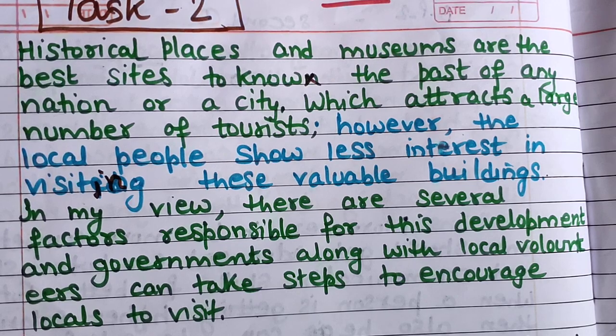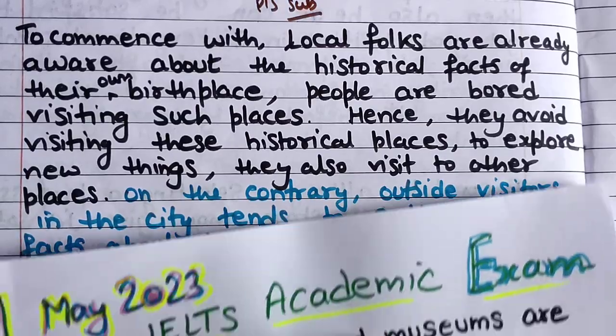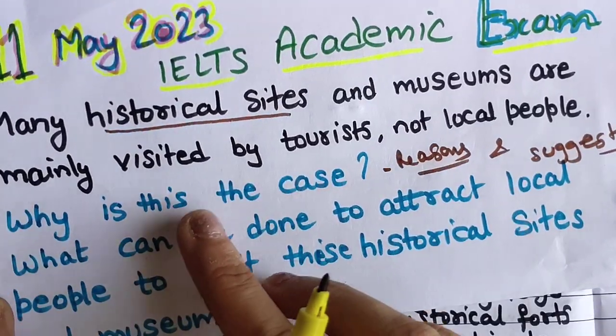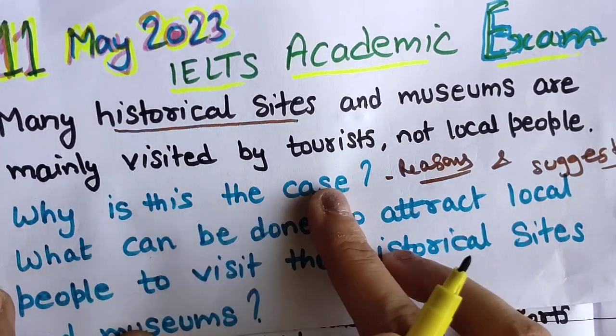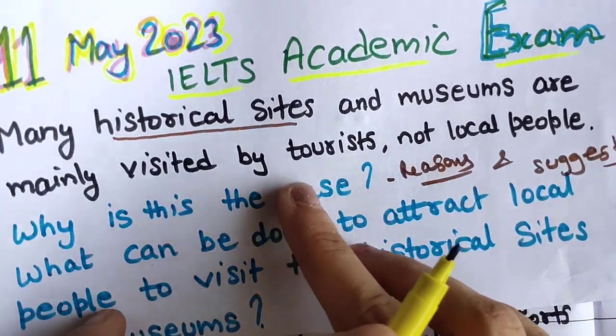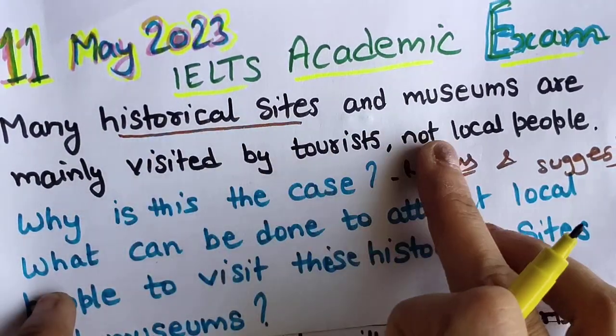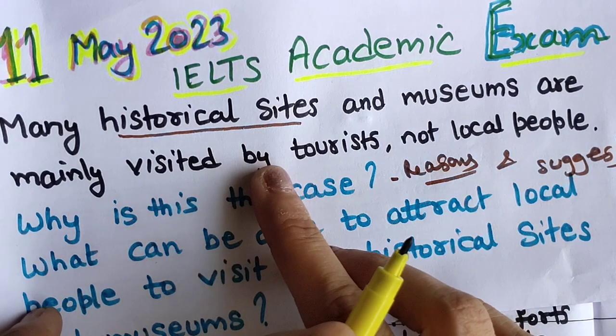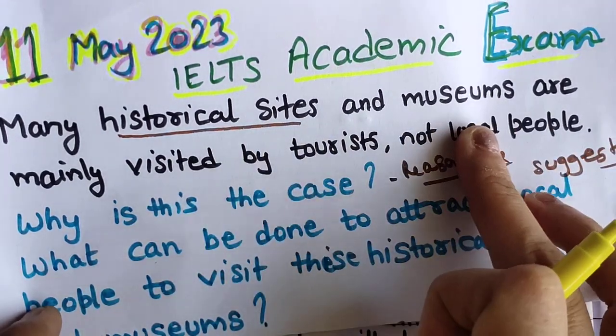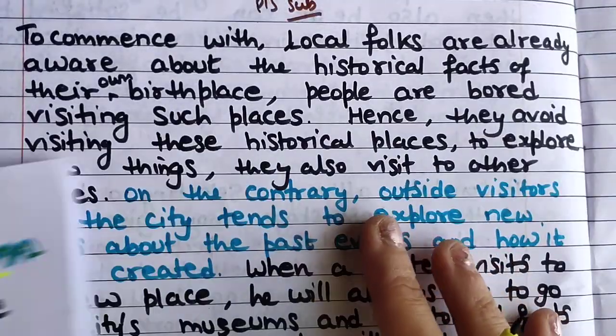Now coming to body paragraph 1. In body paragraph 1, we are going to write about this case: why is this the case? Meaning the reasons tourists are visiting only these places, not local people. So we will be discussing this also and this also for visiting. Okay, so let's read it.